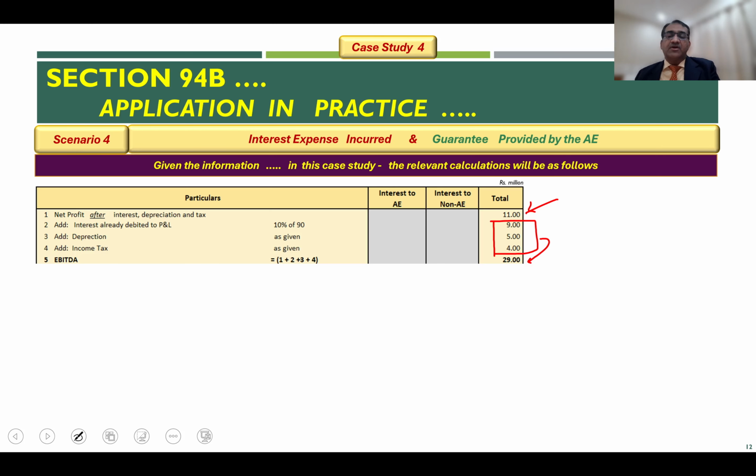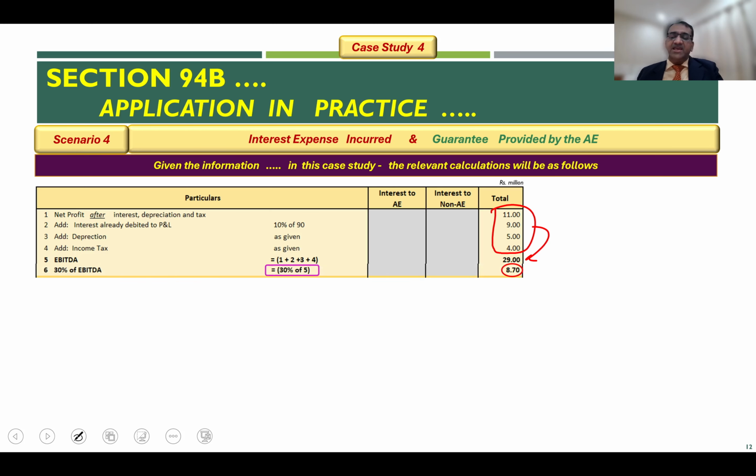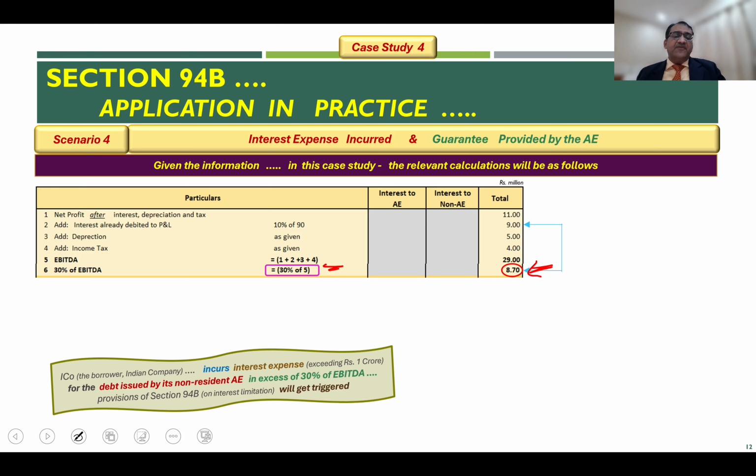So your interest is 10% of that 90 million loan which you have, plus, as given in the case study, depreciation is 5 million and income tax is 4 million. If you add all these four numbers, your EBITDA will become 29 million. Now, 30% of this 29 million is 8.7 million. So this is your threshold for the purpose of Section 94B, right? 30% of 29 million.